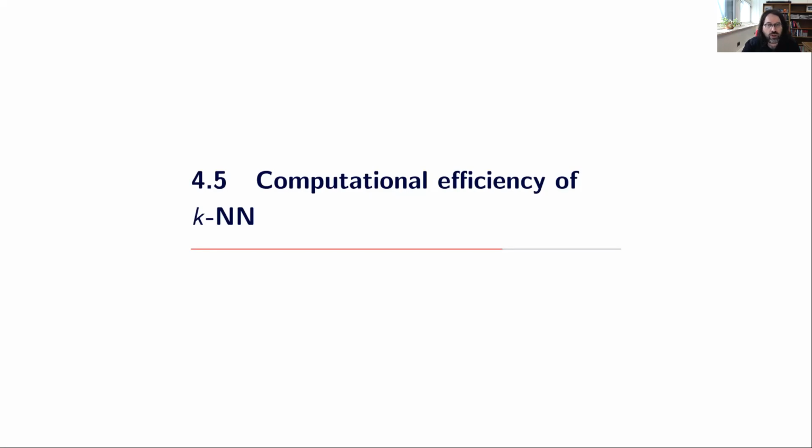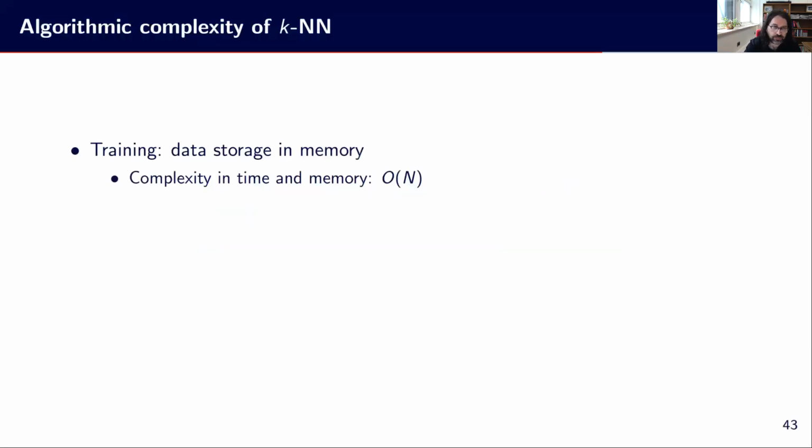Let's now look at the computational efficiency of KNN. So, like we said, in terms of training, the complexity is basically to store. So we have a big O(n) in terms of big O notation, complexity in time and memory. We need just to go over all that data set and to store all this data set.